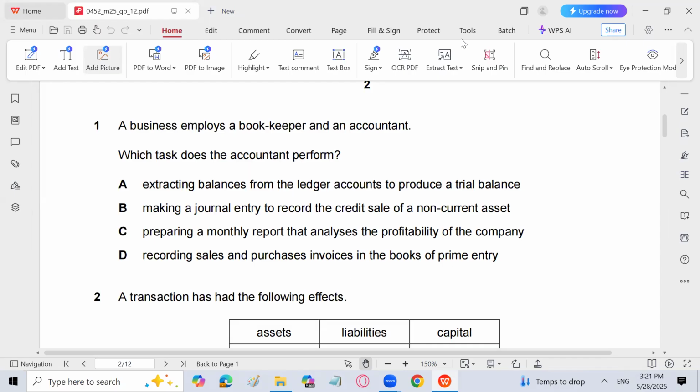The answer is C. Preparing a monthly report that analyzes the profitability of the company. Why? Because everything done up to the trial balance is the work of the bookkeeper, and after the trial balance, the accountant's work starts: preparation of financial statements and interpreting the results. So 1C is the answer.